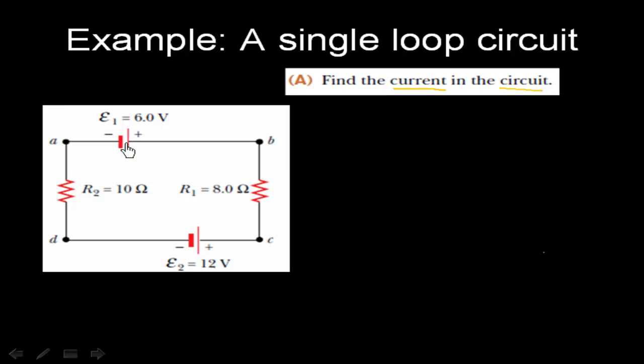So let us say what the circuit contains. The circuit contains a battery, a 6-volt battery. This is the positive terminal, this is the negative terminal. It contains a resistor of 8 ohm, another battery of 12 volt and another resistor of 10 ohm.